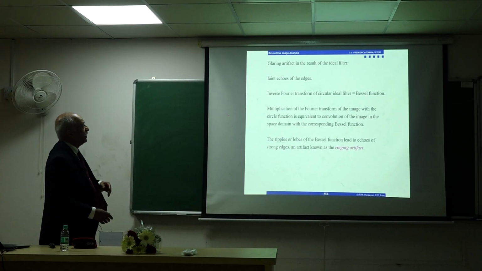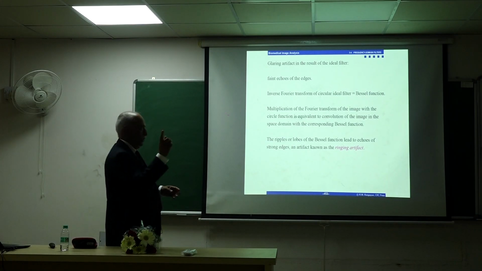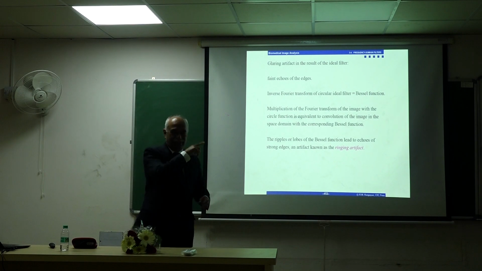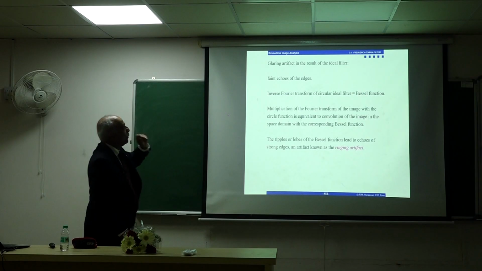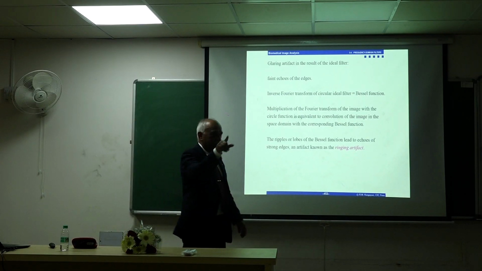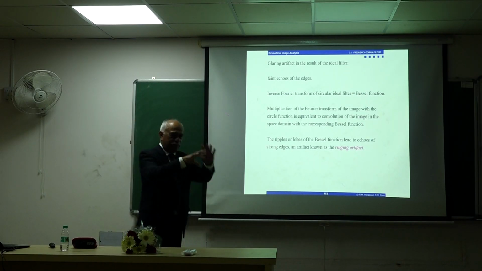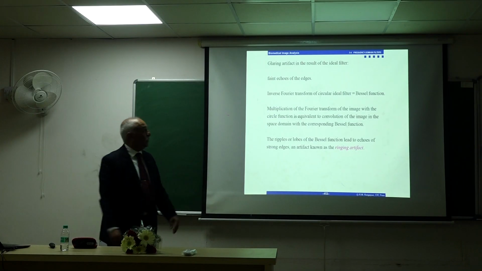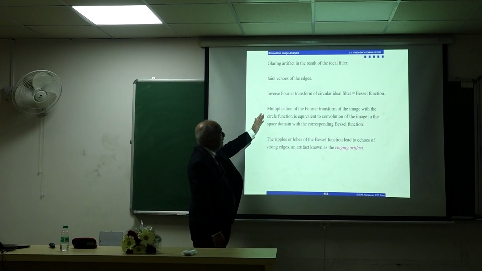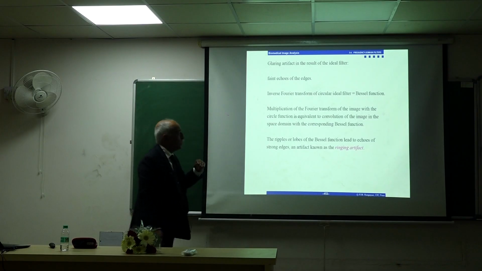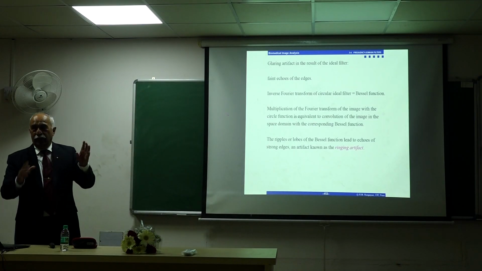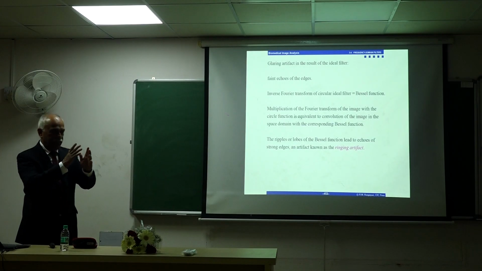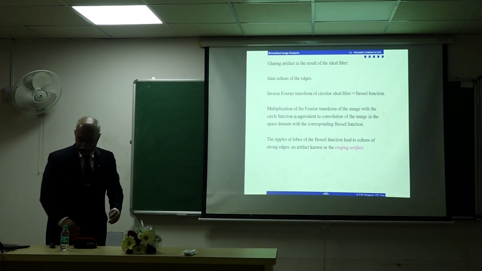So the inverse Fourier transform, sorry, we are not using a rectangle, we are using a circle, so it is a Bessel function. A section is a rectangle. But the 2D function is a circle, so it is a Bessel function, with similar positive and negative side lobes. So this is known as the ringing artifact. The ripples or lobes of the Bessel function lead to echoes of strong edges and objects and cause this ringing artifact.